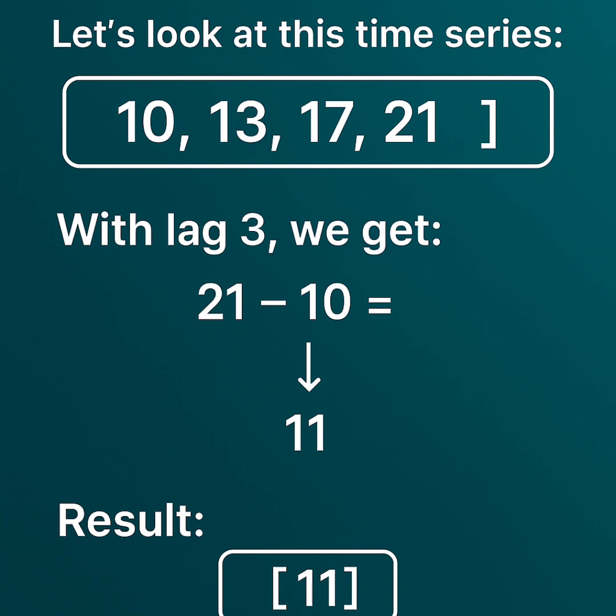If you are doing it for lag 3, we start with the same. 10 doesn't have the previous three steps, so it's out of it. Same as 13, no previous three step numbers for 13. The next number 17, there is no previous three steps number. The next number is what? 21. 21 has the previous three step now, which is 21 minus 10, which is 11. Our number for lag 3 will be only a series containing one number, 11.